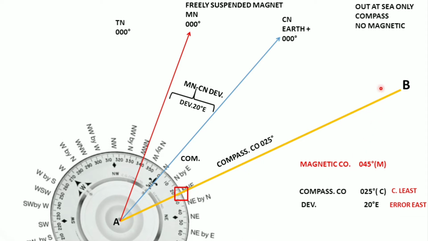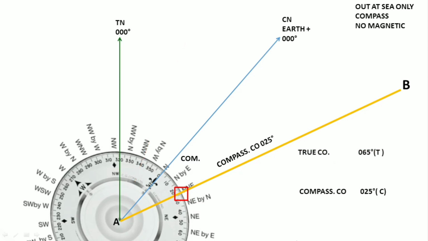As I said, out at sea, we do not have anything like magnetic north. The compass is not pointing towards magnetic north; it is pointing towards compass north. So we will have only either true or the compass. And the difference between true north and the compass north is called the compass error.